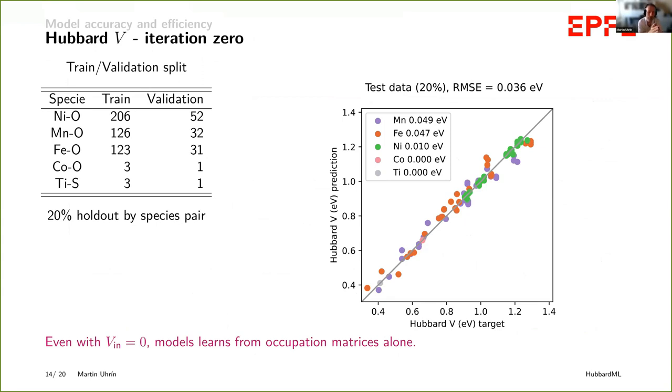For the V values in particular, much of the training data I have has that V value set to 0. So there's no information about what the Hubbard V should be. And so the neural network's forced to learn only on the occupation matrices and the elements and the distance between the species pairs, but predominantly the occupation matrices. And in fact, the results are equally good. So 36 meV in these cases. So it's really able to learn from what's going on in the electronic structure around these 2 atoms.